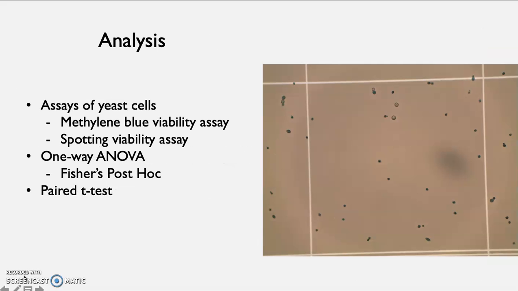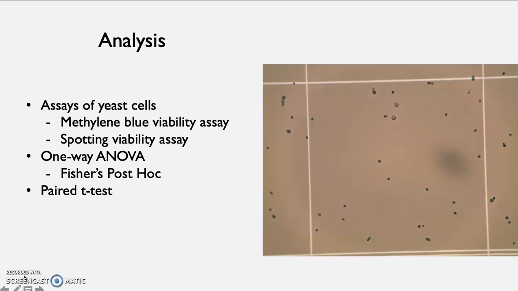To analyze the data that I gathered, for yeast cells, there were multiple assays that were run. For the methylene blue viability assay, you would stain the yeast cells in methylene blue solution. And living cells could easily diffuse the dye and would appear clear, as you can see in the picture. But the dead cells would stain blue. So I would go through and count all the cells and then calculate the percent viability from knowing which ones are alive and which ones are dead.